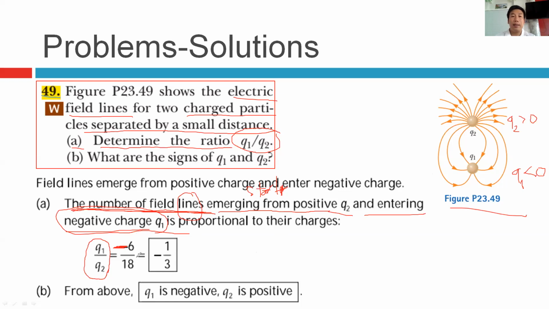How many lines start from Q2? 1, 2, 3, 4, 5, 6, 7, 8, 9, 10, 11, 12, 13, 14, 15, 16, 17, 18. Yes, 18 here. So you will have the ratio. It's very simple. Any question? If not, thank you.